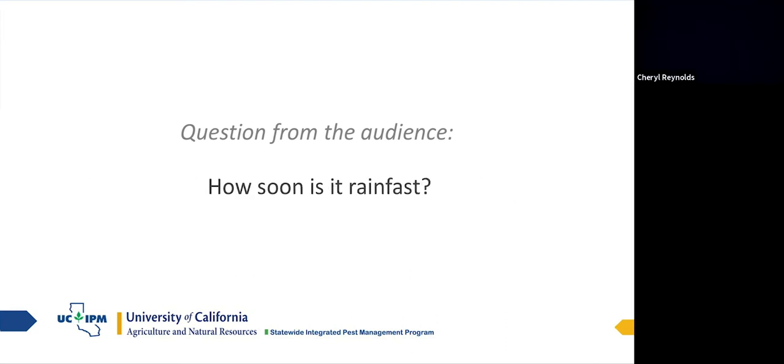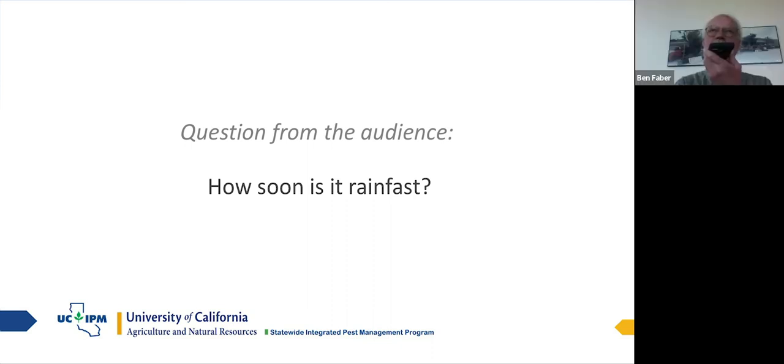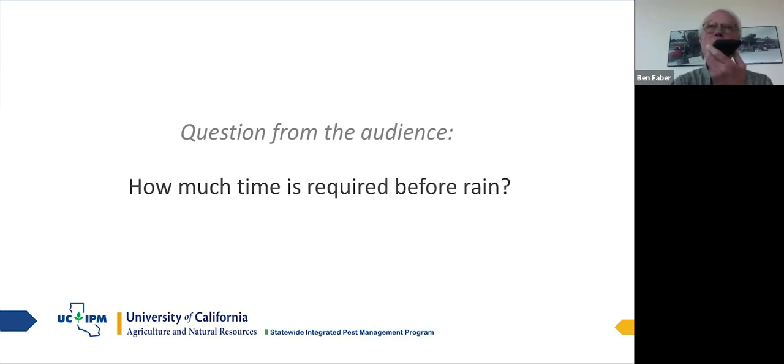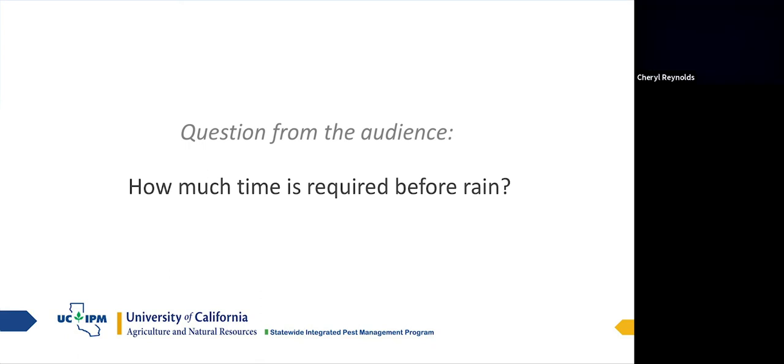Okay, how soon is it rain fast? Certainly within 24 hours. If you've seen a helicopter application on a normal day, and again, this is not going to work when it's cold. When it's cold and miserable, nothing works. So you put it on a normal day, early in the morning when you're flying, it's absorbed by the leaf. When you go out a couple hours later, you won't see any moisture. It's been sucked up. How much time is required before rain?